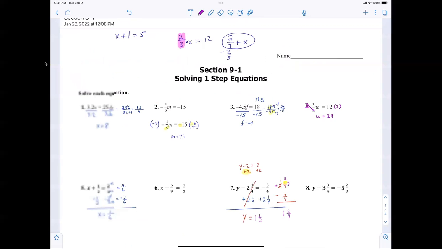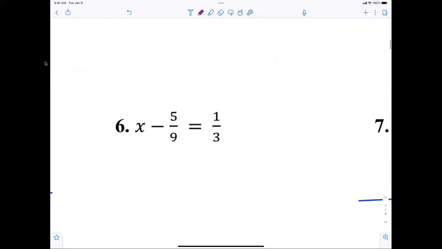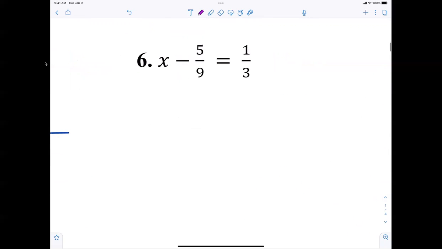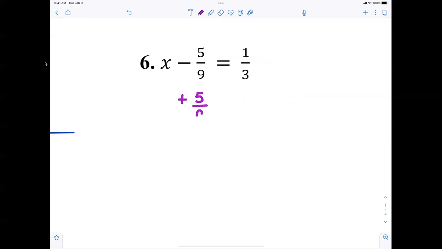All right, now here we go with number 6. Now is this a reciprocal problem? No, because it's addition and subtraction. How do I undo minus 5/9? You add 5/9.